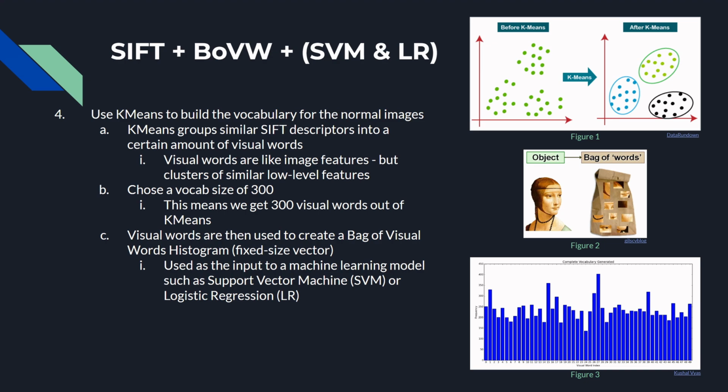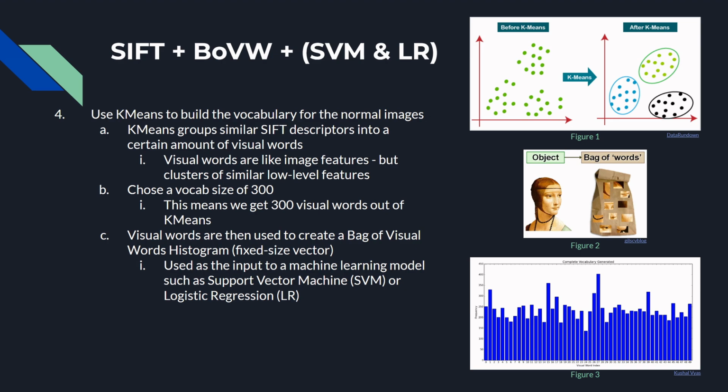The vector is then passed on to step 4, where we use k-means to build a vocabulary for the normal images. K-means groups similar SIFT descriptors into a certain amount of visual words, and visual words are like image features but clusters of similar low-level features or of similar descriptors. In figure 1, we can see that before k-means we have these descriptors that are scattered around on the chart. They seem like they can be grouped together, but they're not. That's where k-means comes into play. It groups the similar ones together. It creates these clusters, which are the actual visual words.